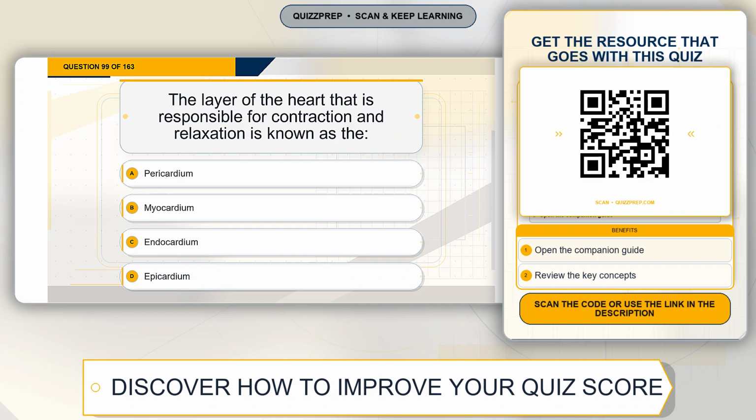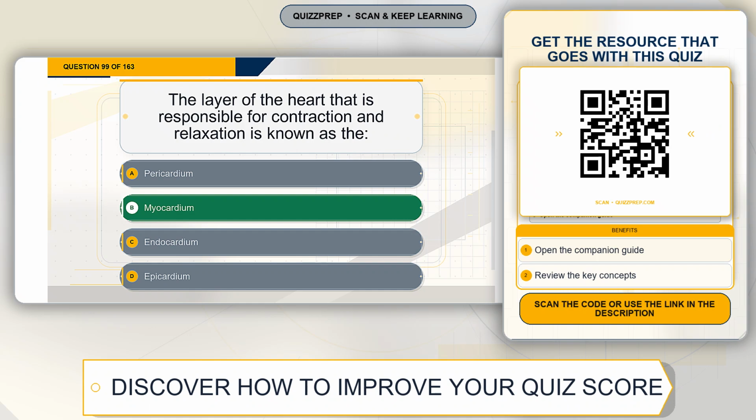Question 99. The layer of the heart that is responsible for contraction and relaxation is known as the: Option A, pericardium. Option B, myocardium. Option C, endocardium. Option D, epicardium. The correct answer is option B, myocardium.